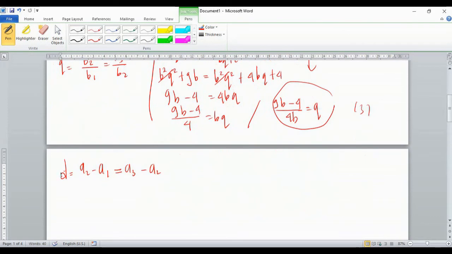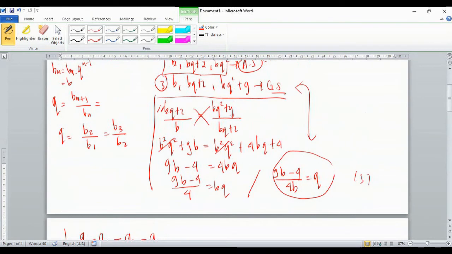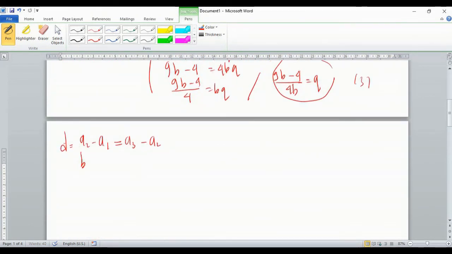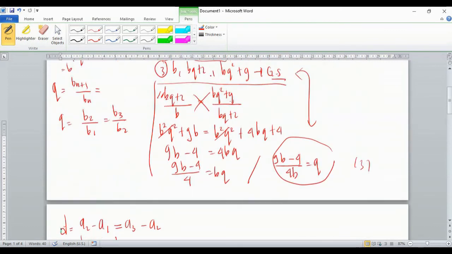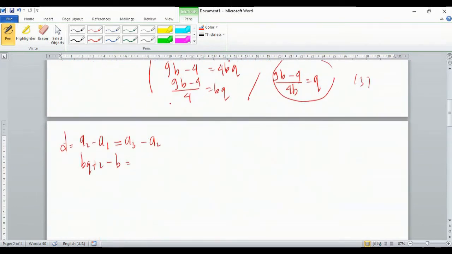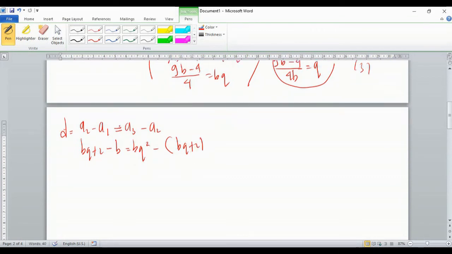We have that the second term is Bq plus 2. So Bq plus 2 minus B is equal to the third term, Bq², minus, and you need to open brackets to make fewer mistakes, Bq plus 2. Then we just need to solve this. Bq plus 2 minus B equals Bq² minus Bq minus 2.